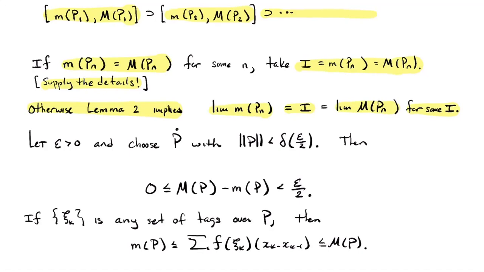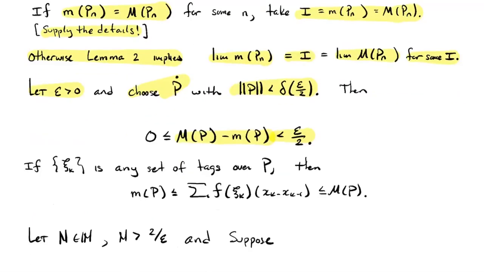So pick an epsilon, and by the uniform continuity, let's take a tagged partition whose norm is less than delta of epsilon over 2. Okay, so we know that the upper and lower sum of that particular partition differ by no more than epsilon over 2. And if you pick any set of tags over that partition, then the Riemann sum for that tagged partition, this thing I'm writing in the middle, is just f for that set of tags. It's got to be at least the lower sum, but no more than the upper sum.